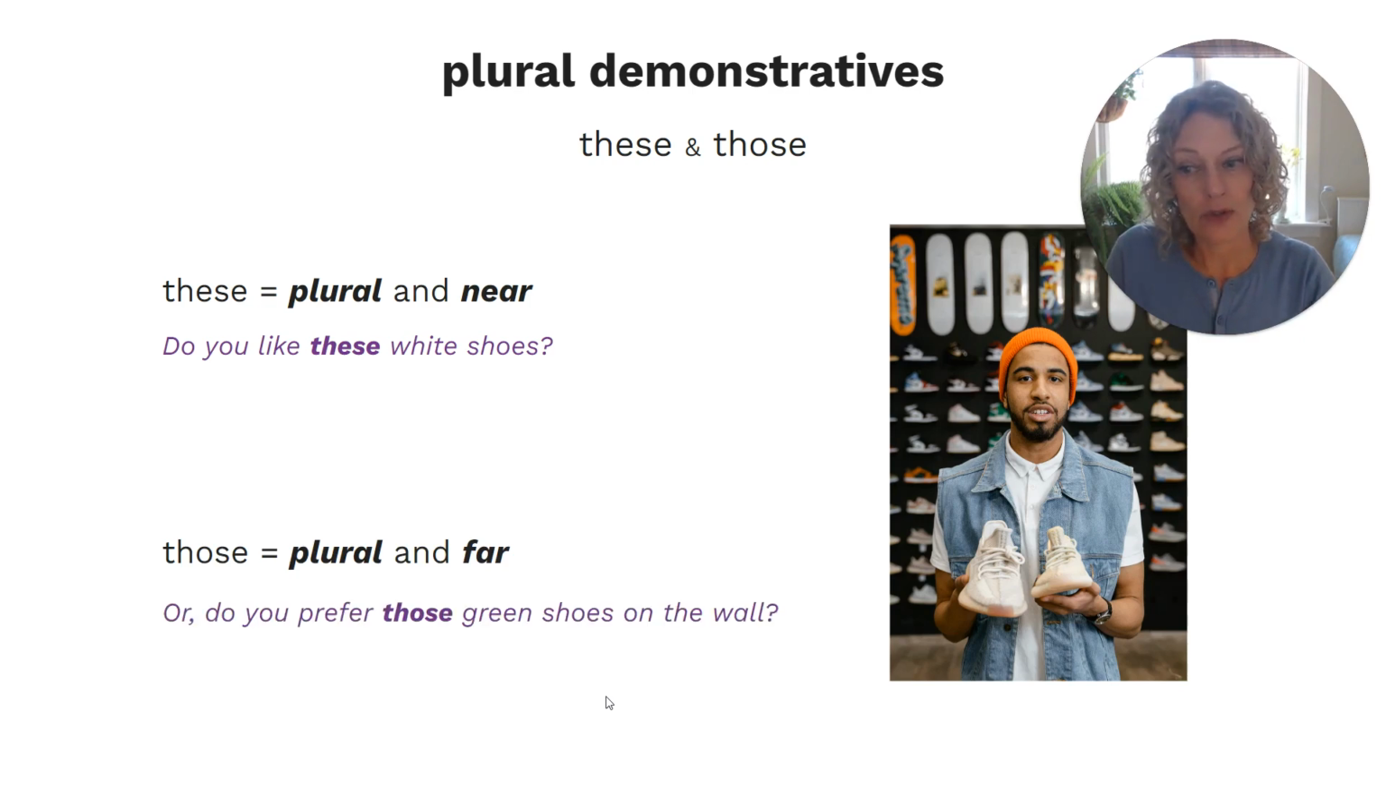And he might also say, do you prefer those green shoes on the wall? So when he says those, you know to look further away. And because it's those, it's plural. So there are 2 pairs of green shoes there against the wall.